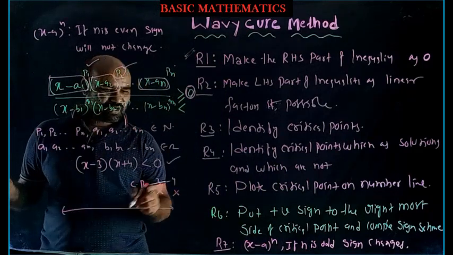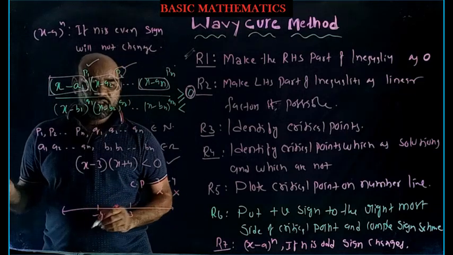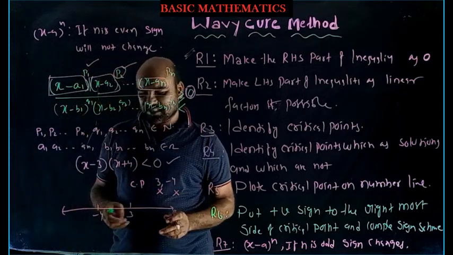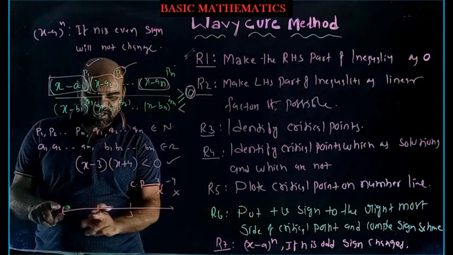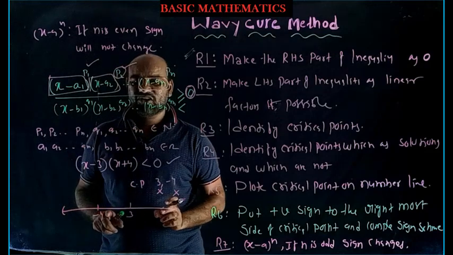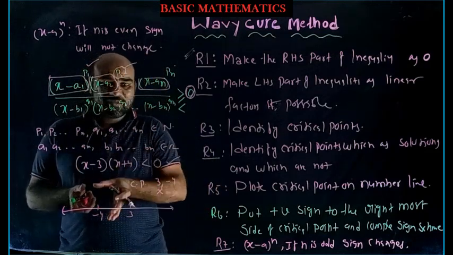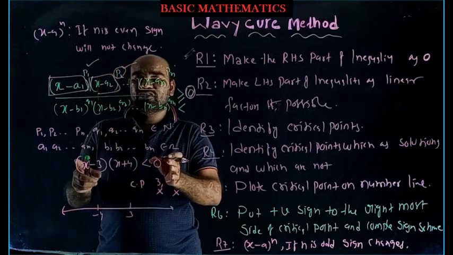Plot these two critical points, minus 4 on the left-hand side and 3 only. Now the number line is divided into 3 pieces: minus infinity to minus 4, minus 4 to 3, and 3 to infinity. Now we want to identify which piece of the number line gives the solution of the given inequation.